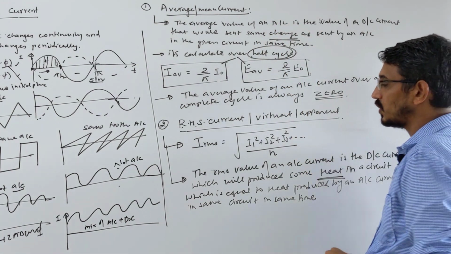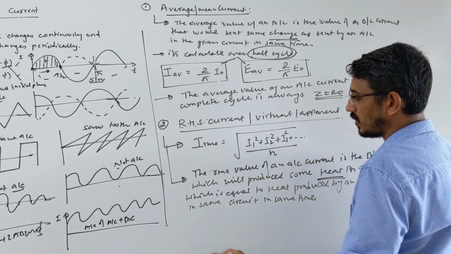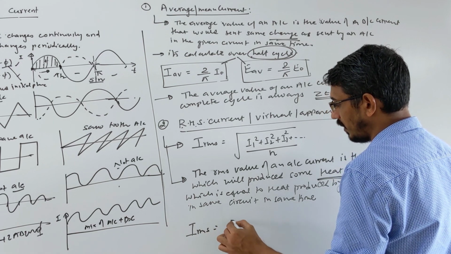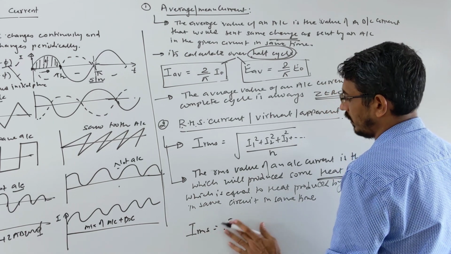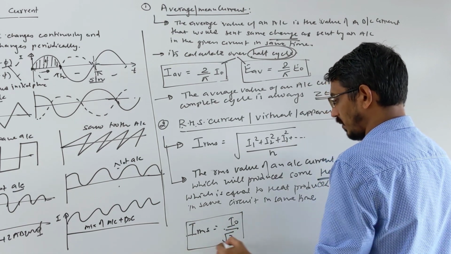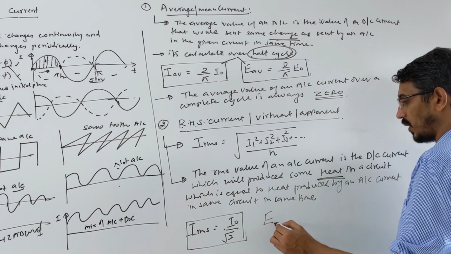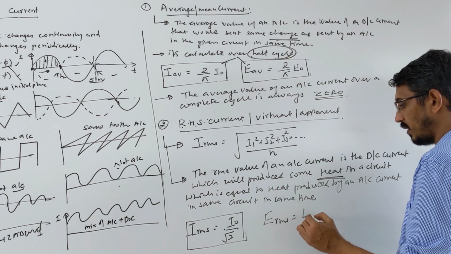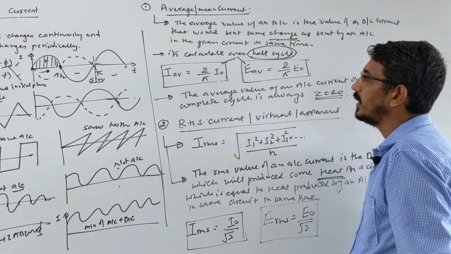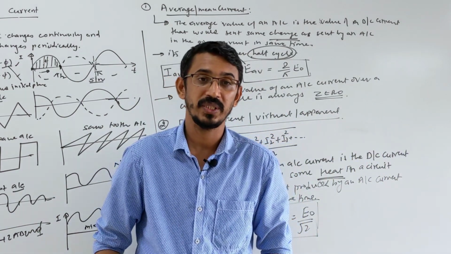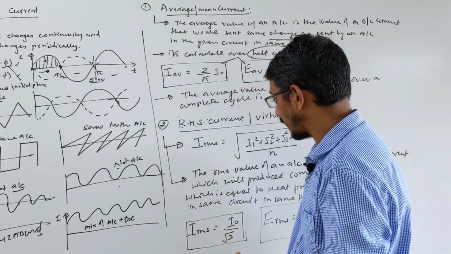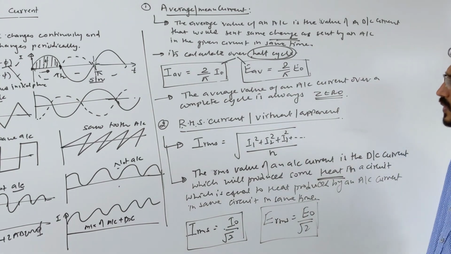So when we do a small derivation that we don't need, how does it come? Your I_RMS simply becomes I naught by root 2. Same way you can write your potential or EMF also: E_RMS is E naught by root 2. That's your voltage. Correct? Average current, RMS current. Use of these will be a little later when we solve the RLC circuits. So these were little basics.